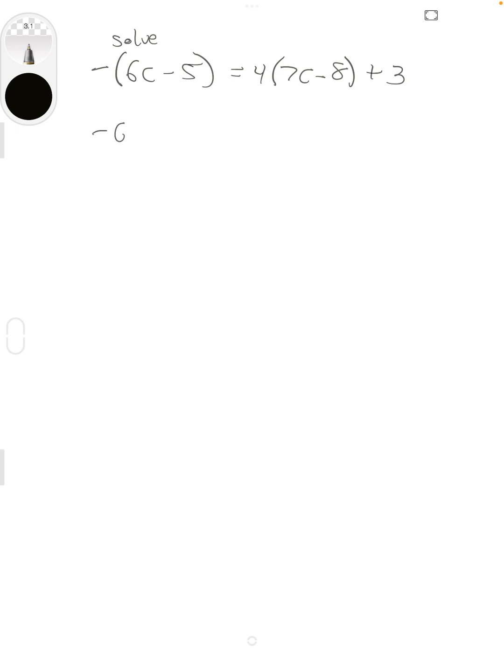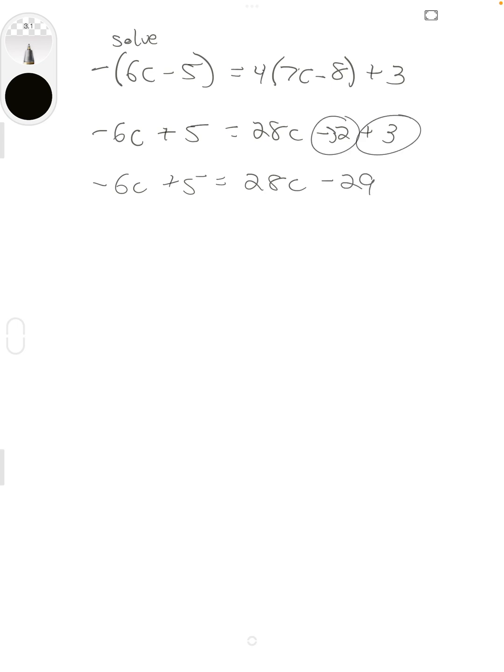This is going to be negative 6c. Opposite of negative 5 is plus 5. This is going to be 4 times 7c, which is 28c. This is going to be 4 times negative 8, which is minus 32, plus 3. So I'm going to end up with negative 6c plus 5 equals 28c minus 29. Negative 32 plus 3 is negative 29.